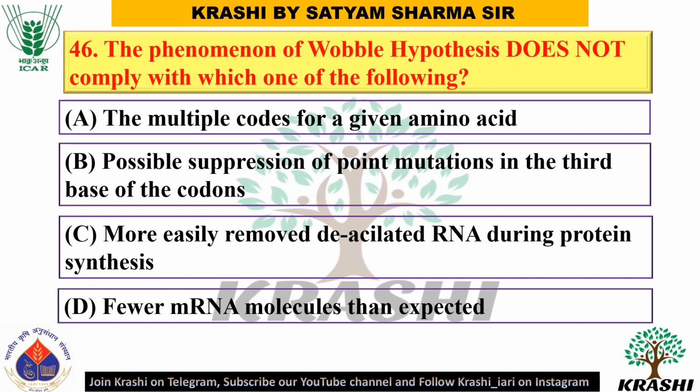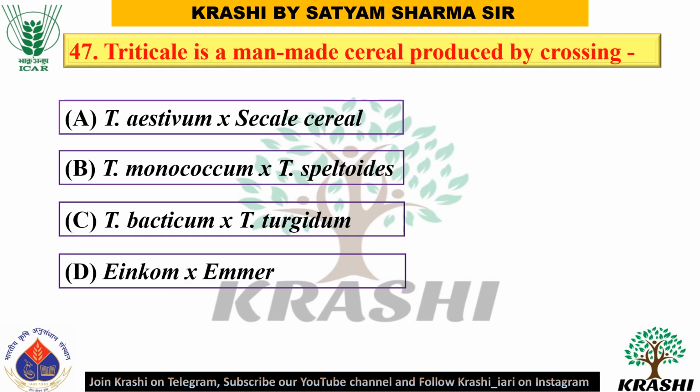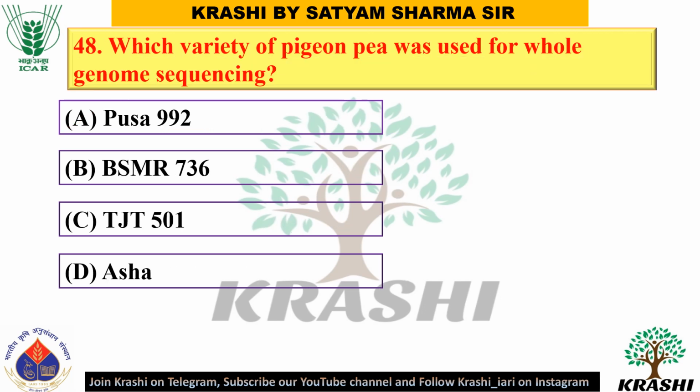Question number 46. The phenomenon of the wobble hypothesis does not comply with which one of the following? So it does not comply with the answer that fewer mRNA molecules than expected. Rather, it explains that the genetic codes are degenerate. Question number 47. Triticale is a man-made cereal produced by the crossing of... so the correct answer is option A, Triticum aestivum and Secale cereale. Which variety of pigeon pea was used for whole genome sequencing? It was Asha.